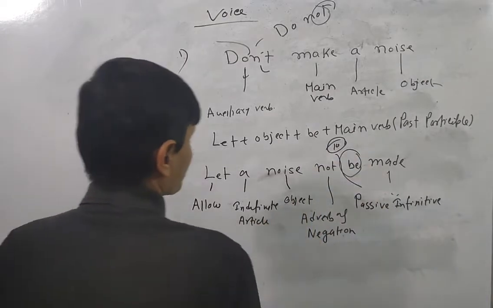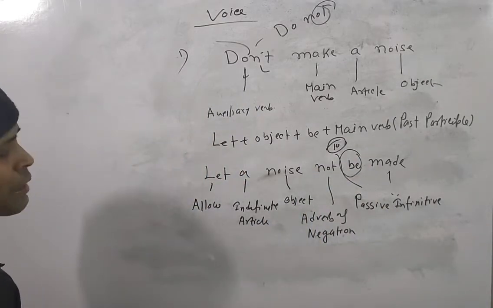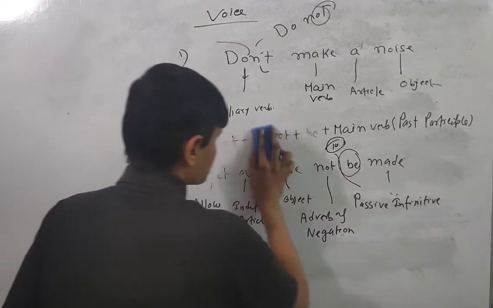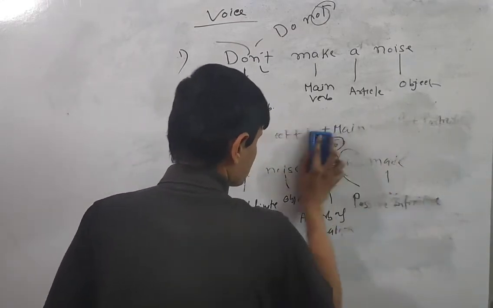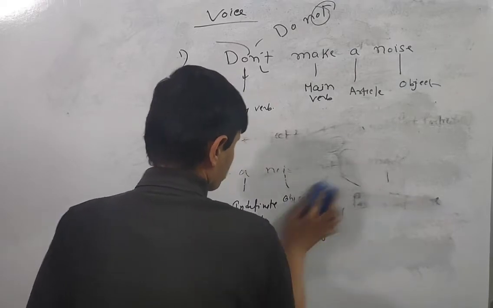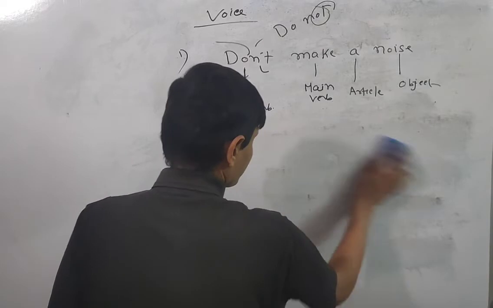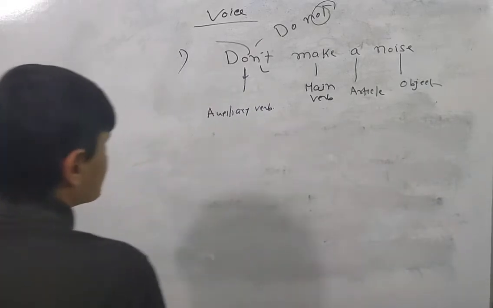So without this, we can also change the words in another way. So what will be the way? Then we are just going to omit this. Now we are going to write another system or rules for changing this sentence into passive. Do not make a noise.